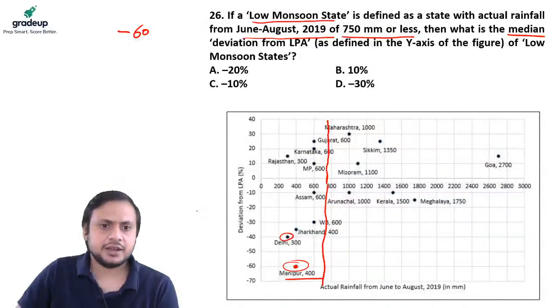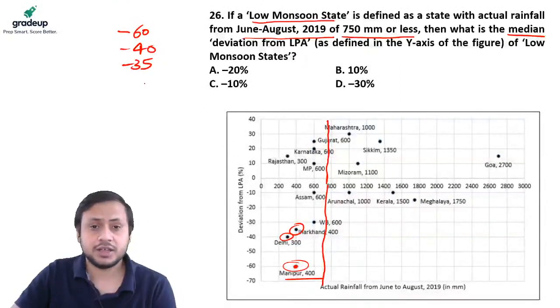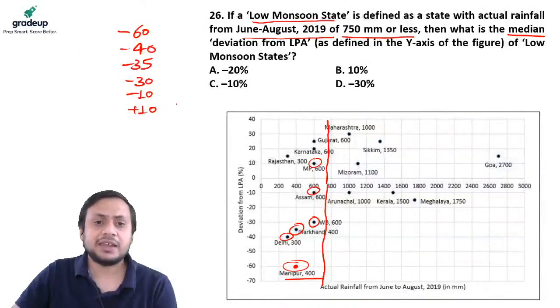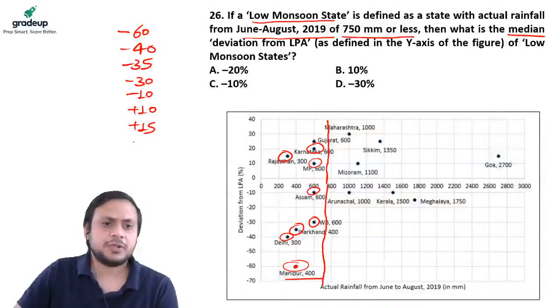Then for Delhi, it is minus 40. Then for Jharkhand, it is minus 35, the midpoint of minus 30 and minus 40. For West Bengal, it is minus 30. Then for Assam, it is minus 10. Then for MP, we have plus 10. All of these values are in percentage, deviation is in percentage. For Rajasthan, it is plus 15%. For Karnataka, it is plus 20%. And for Gujarat, it is plus 25%.